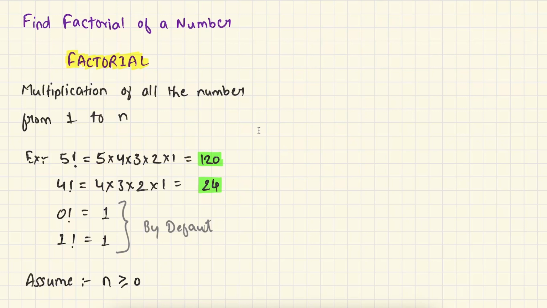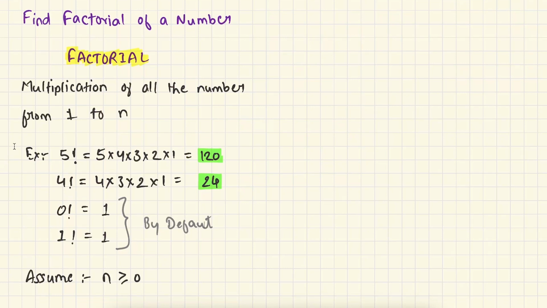The problem is that we are given a number and we need to find the factorial of that number. In case you do not know about factorial, the factorial is the multiplication of all the numbers from 1 to n. Let's understand this with an example.